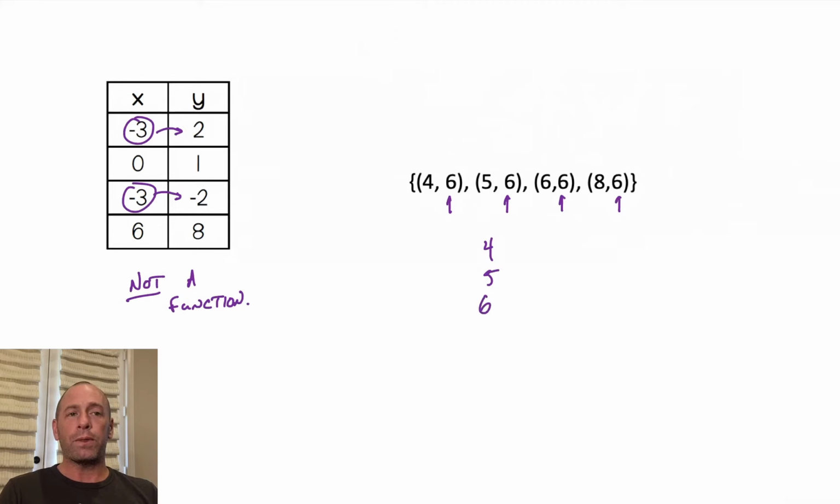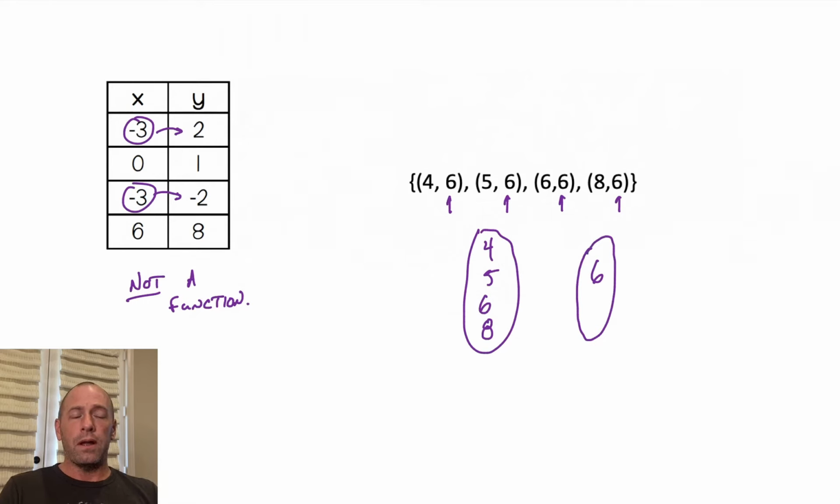So if we were to put this into a mapping diagram, for students sometimes that's easier to see. We only have the one output. But if we were to start drawing arrows, you see that each input only has one arrow leaving it. And just because it's a repeated output, that doesn't matter. Each input has one output, so this is a function.